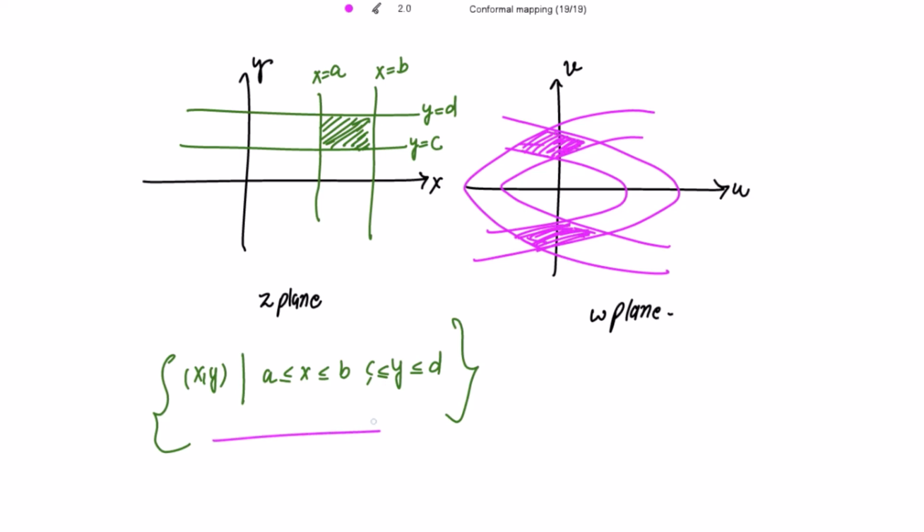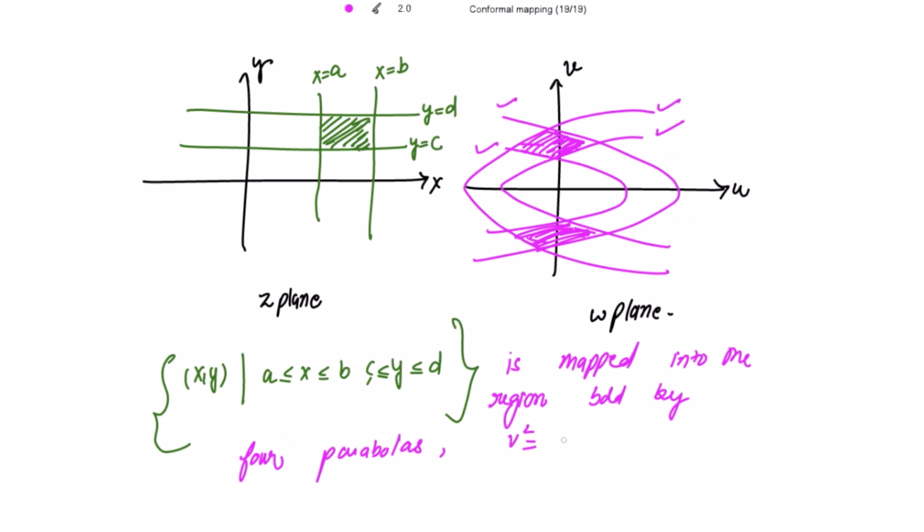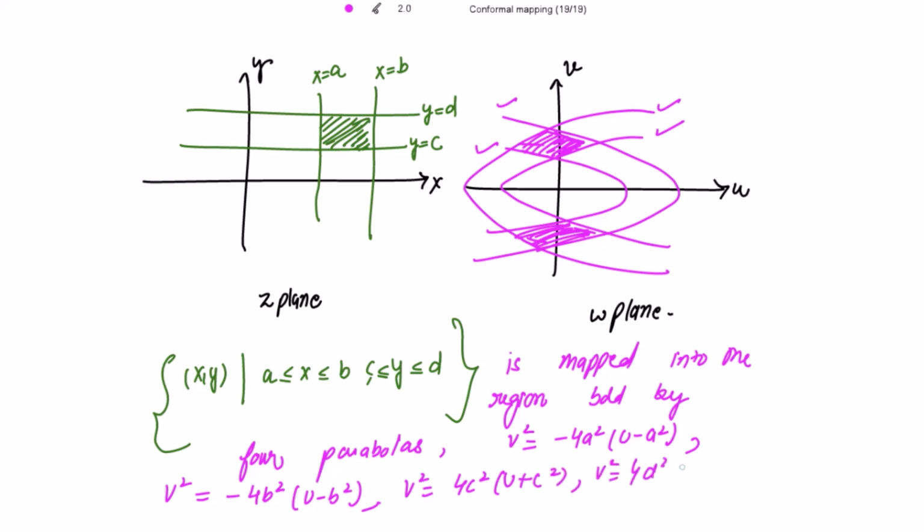So this region that is in z plane is mapped into the region bounded by four parabolas, that is v square equal to negative 4a square into u minus a square, and v square equal to negative 4b square into u minus b square, and then v square is equal to 4c square into u plus c square, and v square equal to 4d square into u plus d square. So this is how we get the images in the w plane for the conditions in the z plane. So this is all about the special case.